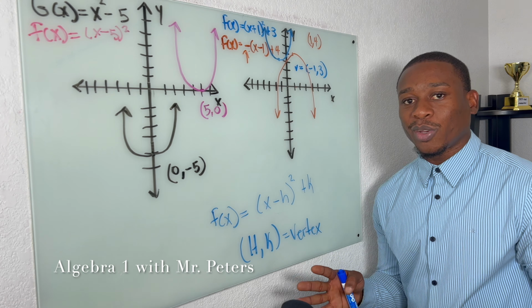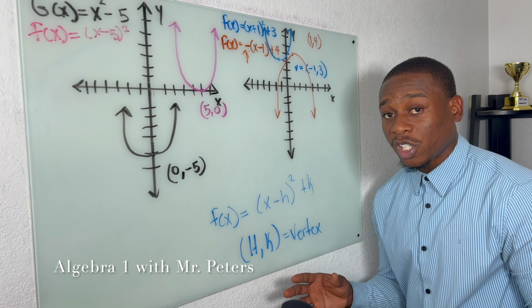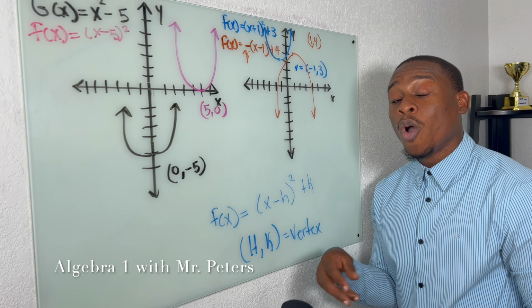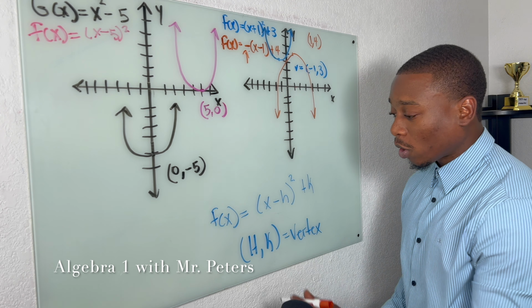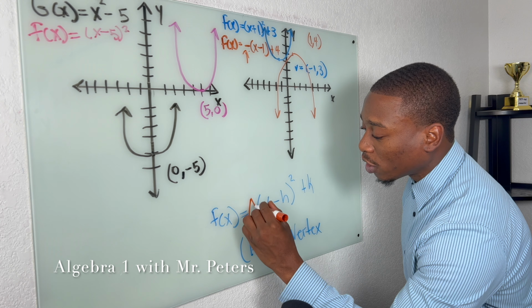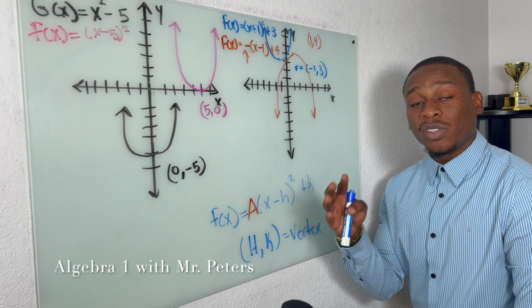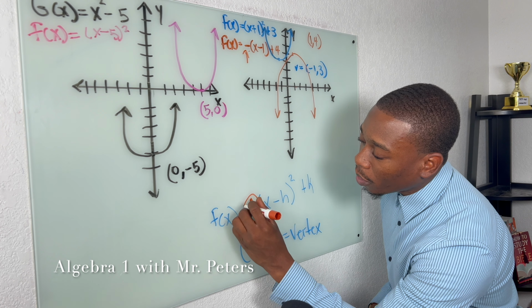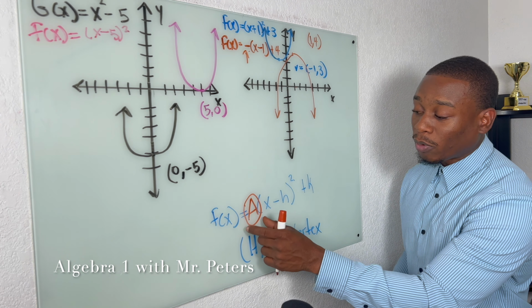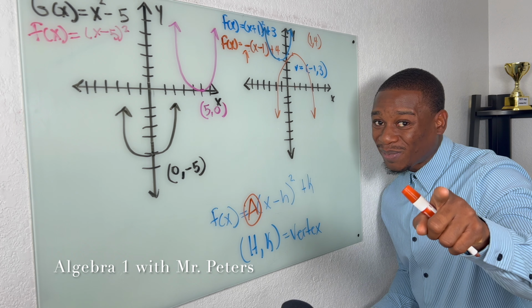Please make sure you guys understand how to do transformations, whether they're vertical, horizontal, or they even ask us to do both. Now what we're going to do is focus on vertical compressions and vertical stretches, which is normally when we have a number in front, which is represented by a. Stick around for the next part of this video.